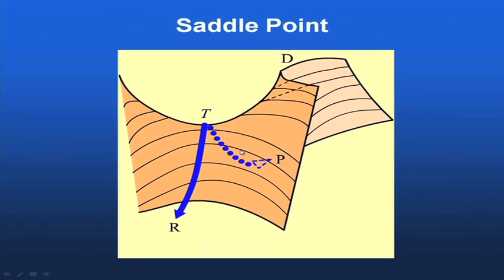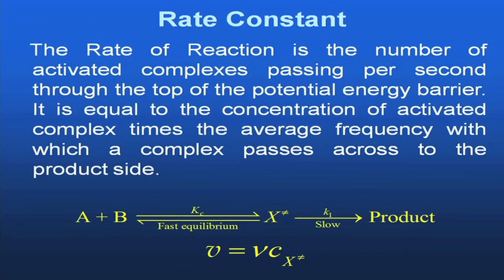This is the subtle point: this is your transition state, this is your reactant side, this is the product side. It is just like two mountains separated by a valley. So, the reactant will move this way to the transition state, and then it will pass to the other side, or maybe it will come back to the reactant side. It is just like a saddle, which horse riders generally use.